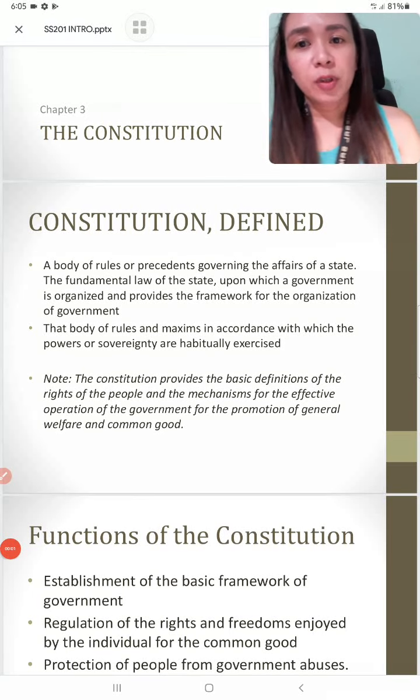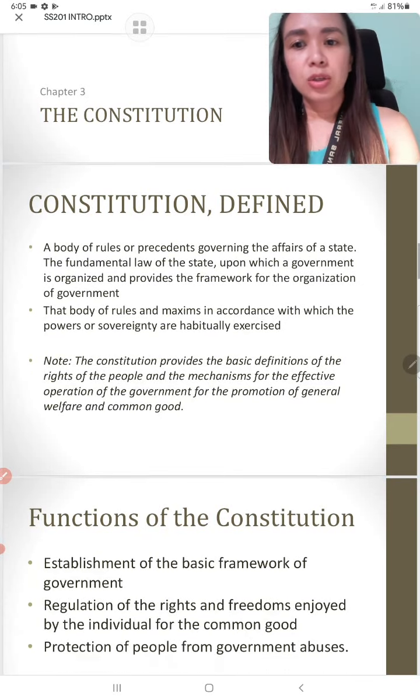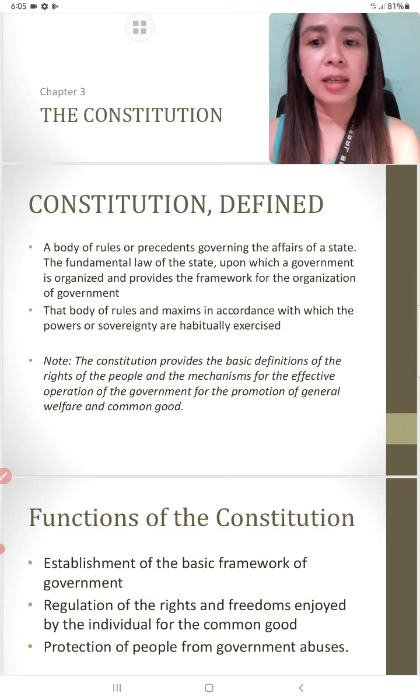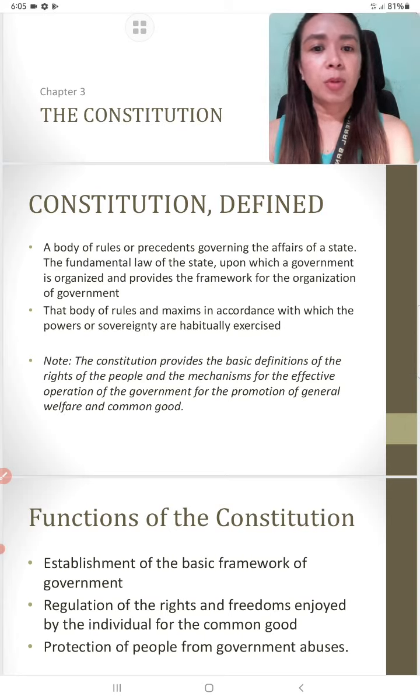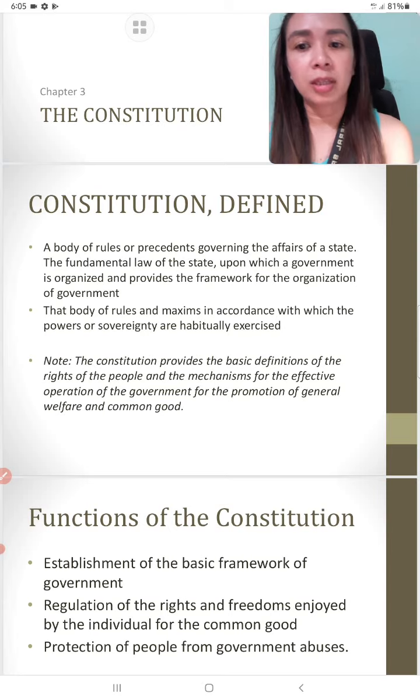So this is chapter 3, the Constitution. So Constitution is defined as a body of rules or precedents governing the affairs of a state, the fundamental law of the state upon which a government is organized, and provides the framework for the organization of the government.